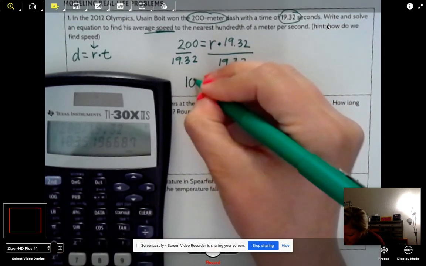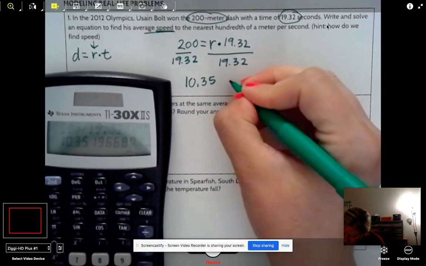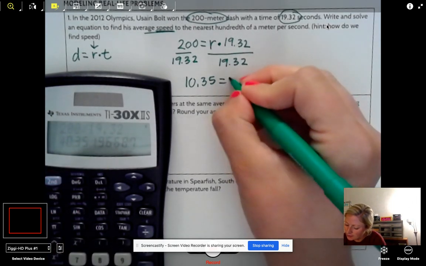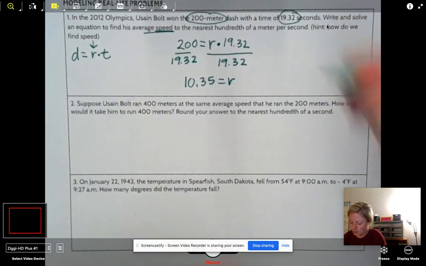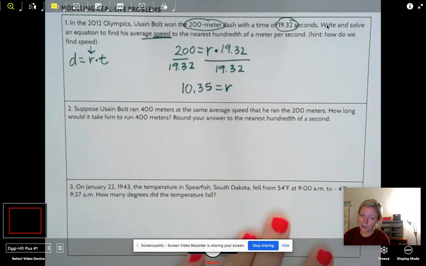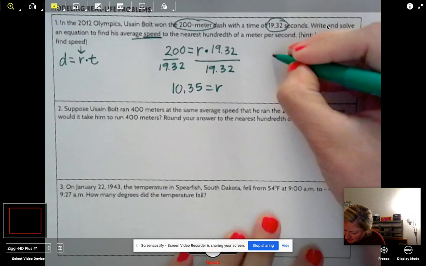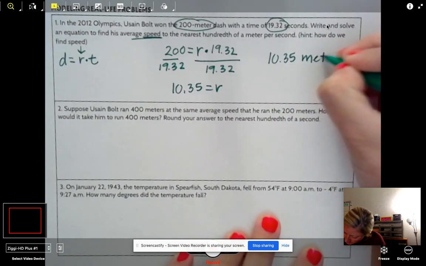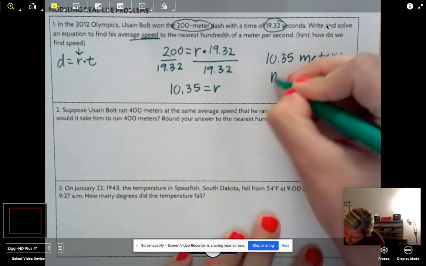10.35, and since there's a 1 after the 5, we don't round, so we just leave it at 5. So if we want to be correct, since we do have units, we can say the rate equals 10.35 meters per second.